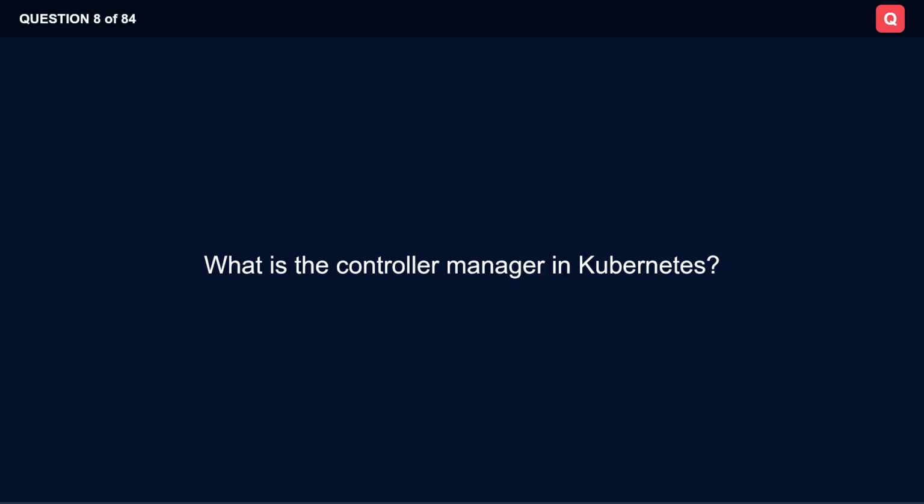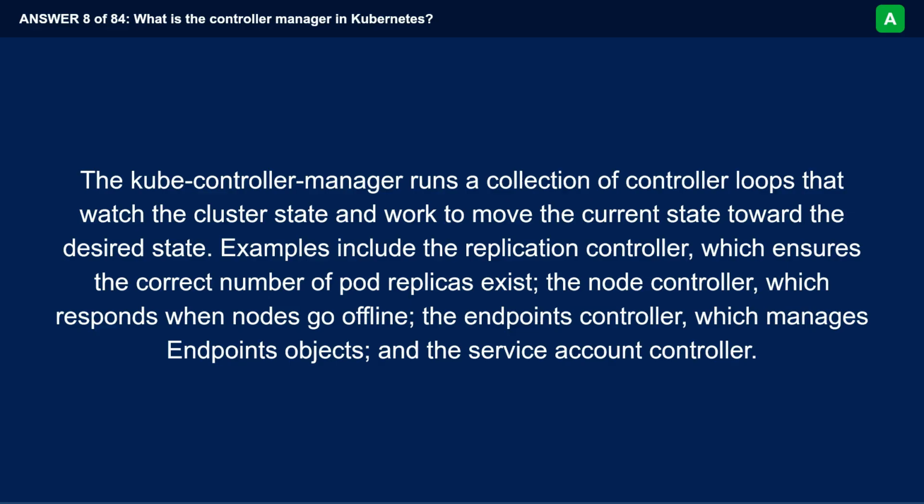What is the controller manager in Kubernetes? The kube-controller-manager runs a collection of controller loops that watch the cluster state and work to move the current state toward the desired state. Examples include the replication controller, which ensures the correct number of pod replicas exist, the node controller, which responds when nodes go offline, the endpoints controller, which manages endpoints objects, and the service account controller.